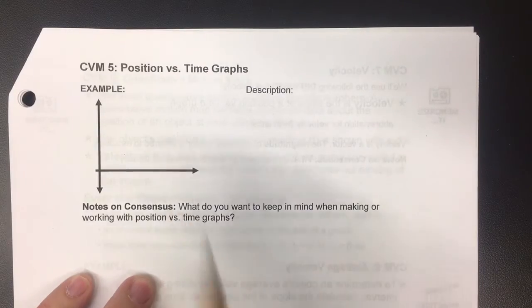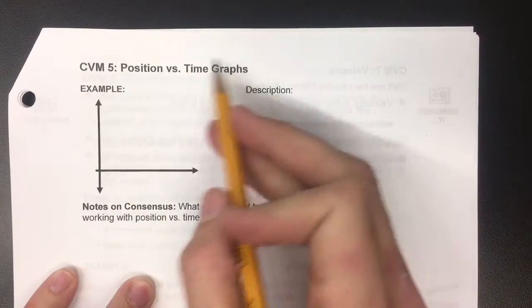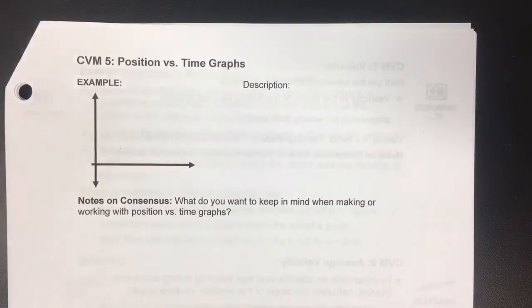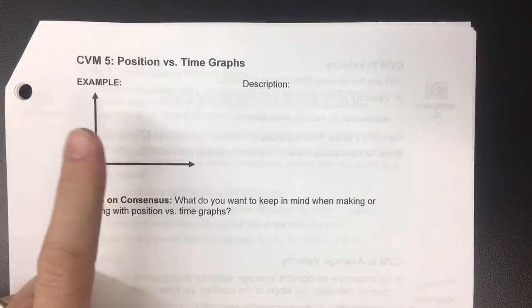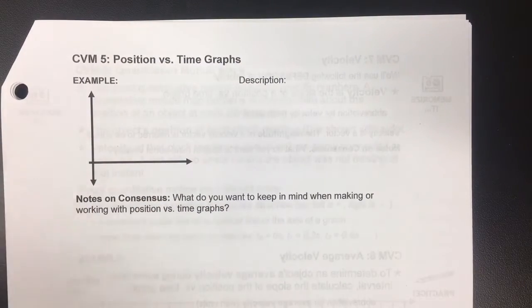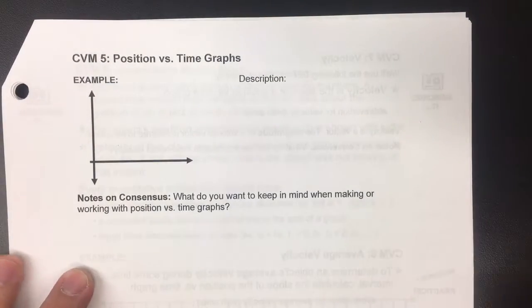Hi, this is our video for CVM 5 about position versus time graphs. These position versus time graphs are going to be graphs that we make a lot. And they're especially important because we can tell a lot about what is happening in a situation just from this graph. So let's see an example of what this graph looks like.